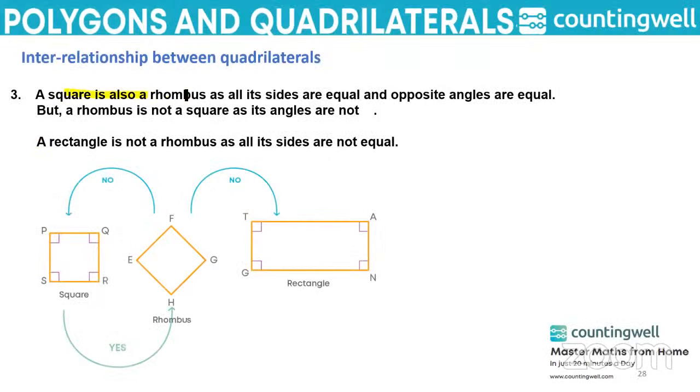Then a square is also a rhombus as its all sides are equal and opposite angles are equal. So a square can be called as a rhombus, but every rhombus cannot be a square. Because in rhombus, we need not have each angle of measure 90 degree. And we cannot call every rhombus as a rectangle. A rectangle is not a rhombus as its sides are not equal.